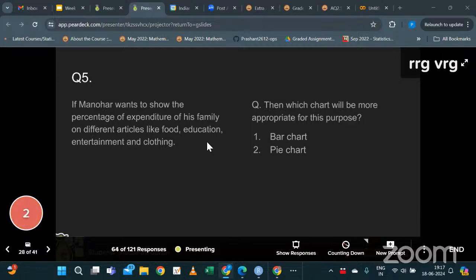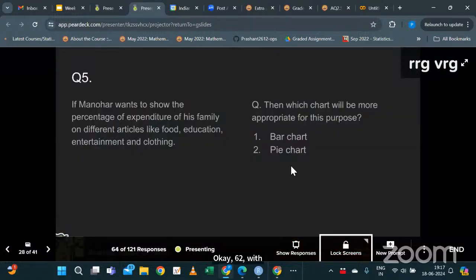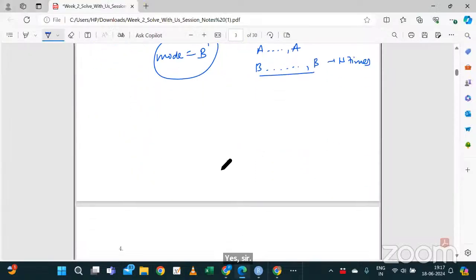Okay, let me see the responses. 62 are with the pie chart. I think this is clear now, right? We are interested in the percentage of expenditure: food, education, entertainment, and clothing. So your pie chart will be like this.